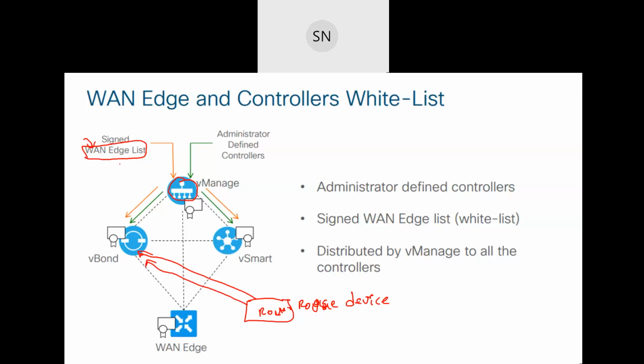So what does vBond validate? vBond validates the root of trust for vSmart, vManage, and the edge devices, and then the serial numbers from the whitelist, and also the organization name.